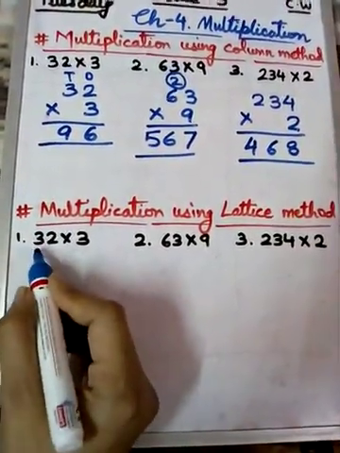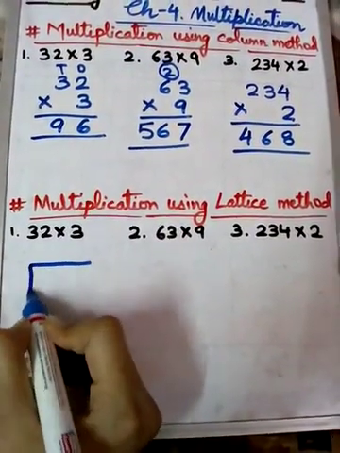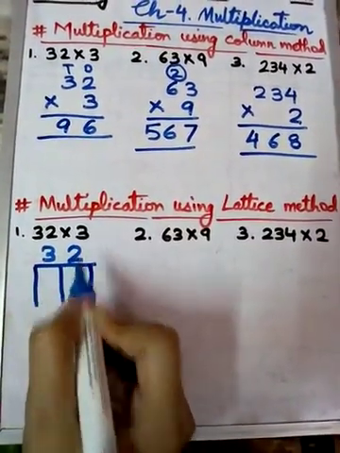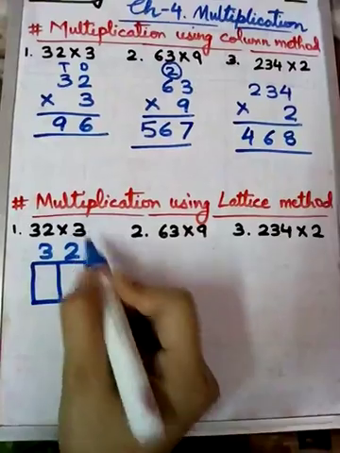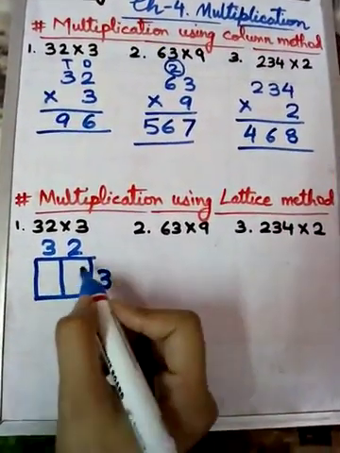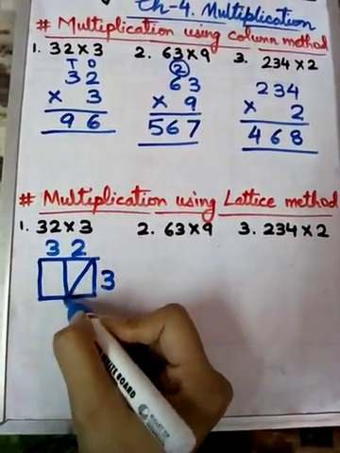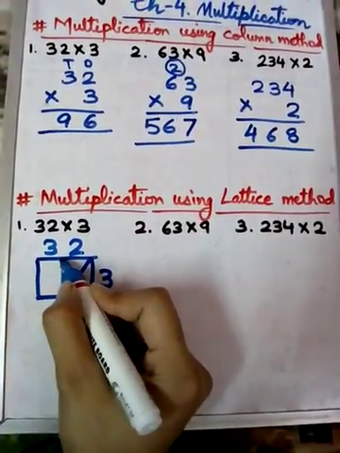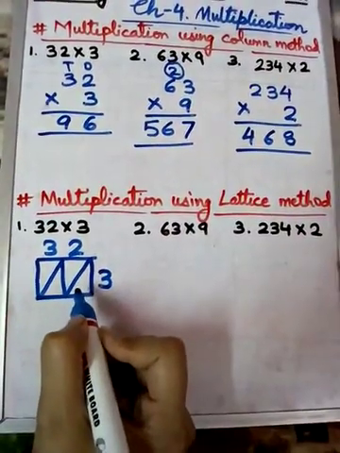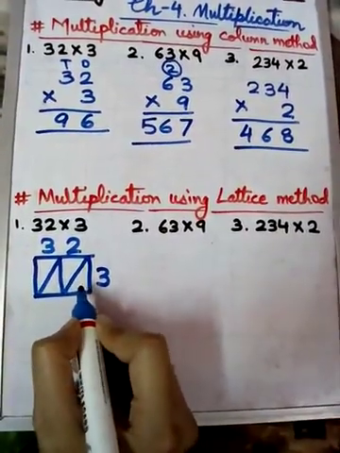32. So we need a 2 by 1 digit grid. 2 columns for writing 32 up and 1 for writing 3. This is a 2 by 1 grid. Now we will divide each box into 2 parts by a diagonal line. This slanted line is called a diagonal line. We will divide every box with a diagonal line. Now we have 2 parts of each box. This is your tens place, this is your ones place.